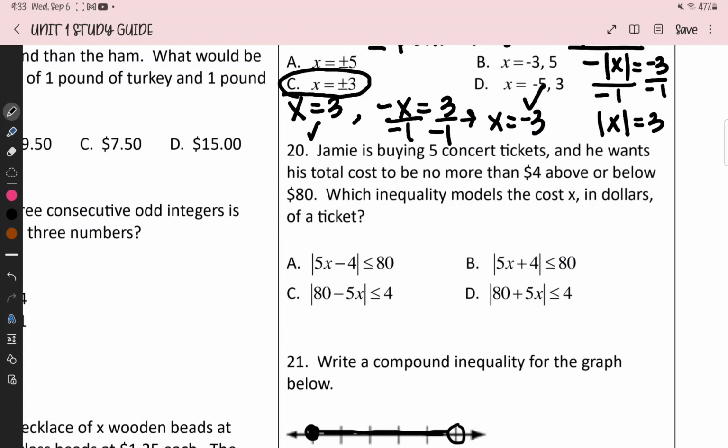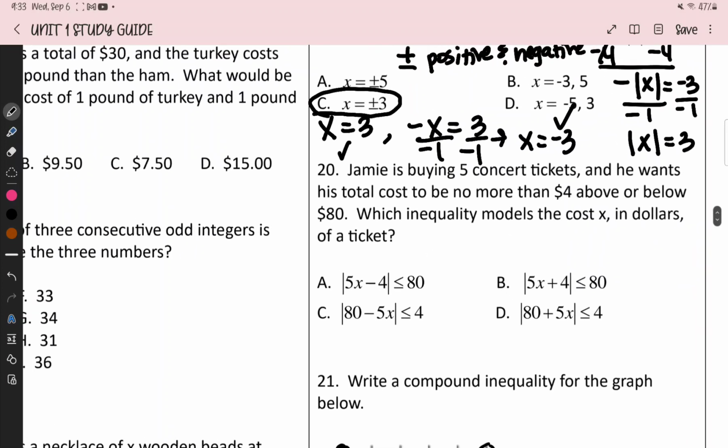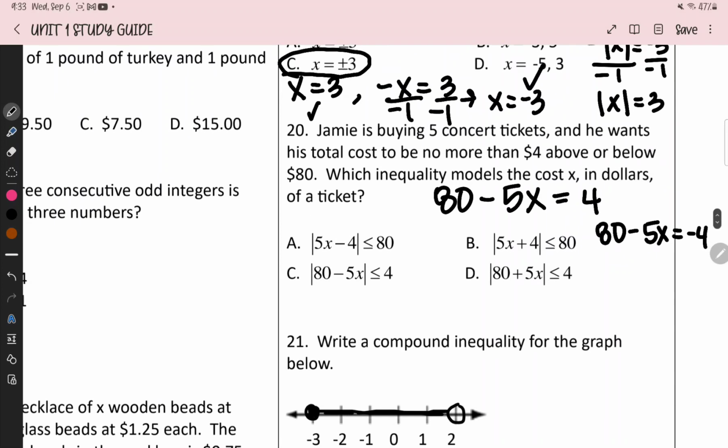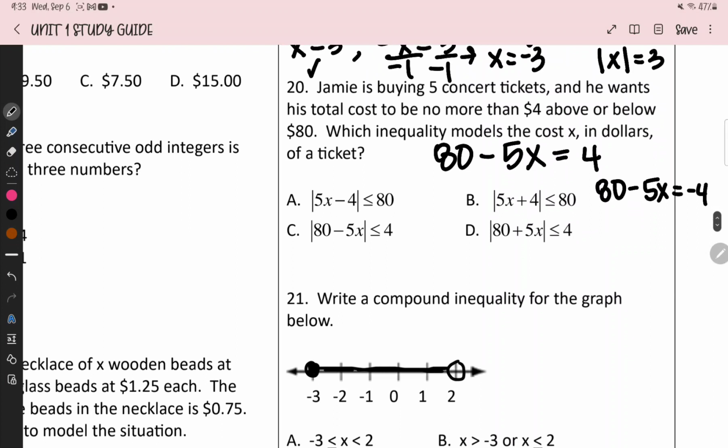So if I want it to be 4 above or 4 below the 80, what I'm going to have is that Jamie's got $80. He's spending it on 5 concert tickets that cost x amount for each. And he can have 4 left, or he can spend 4 more than he has, so -4. So that's really how I would have thought to do this.